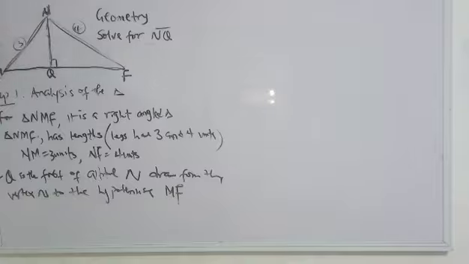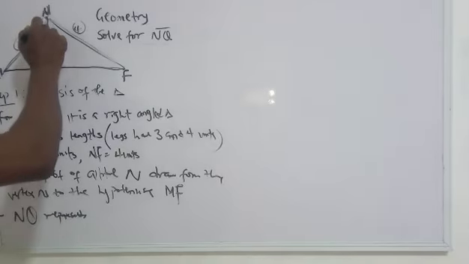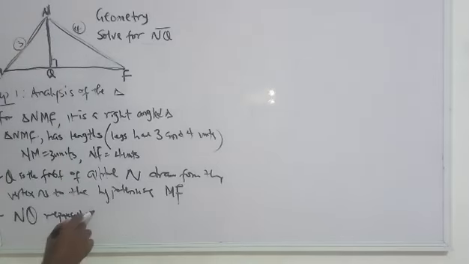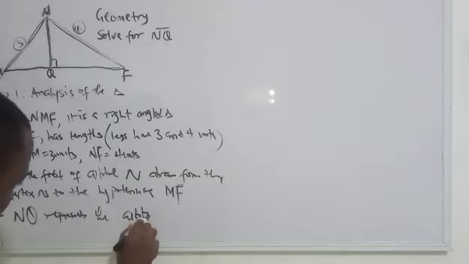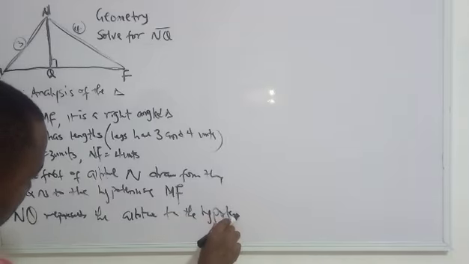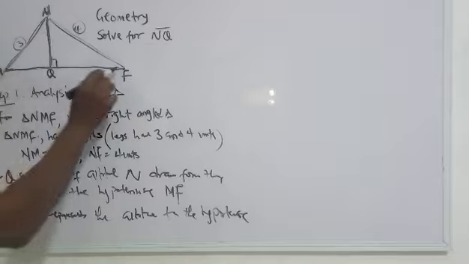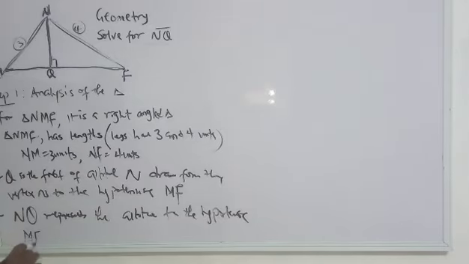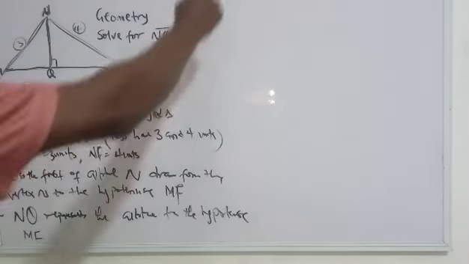And our NQ will represent the altitude to the hypotenuse MF. So those are the facts that we can derive from this triangle if we want to have a good solution.